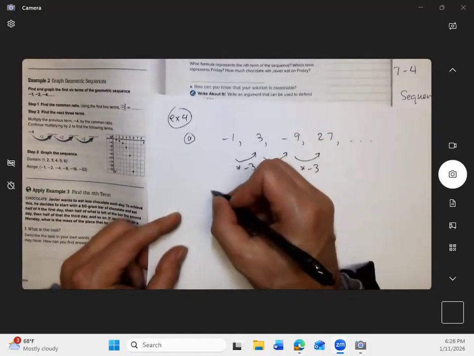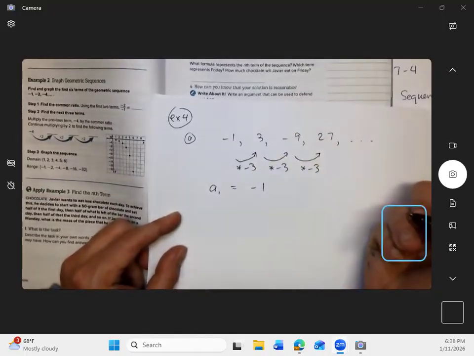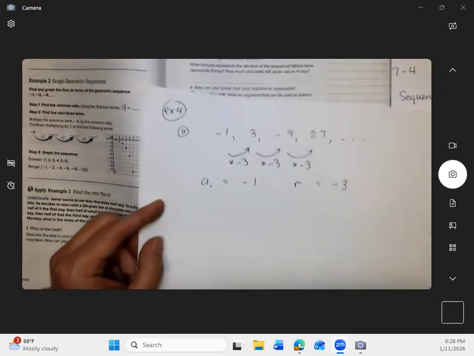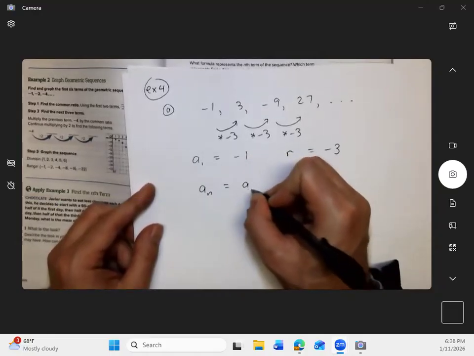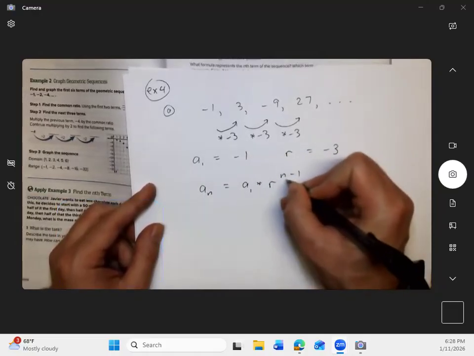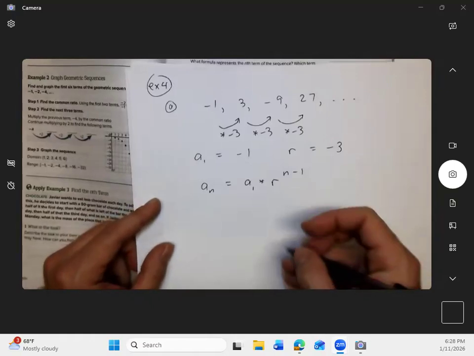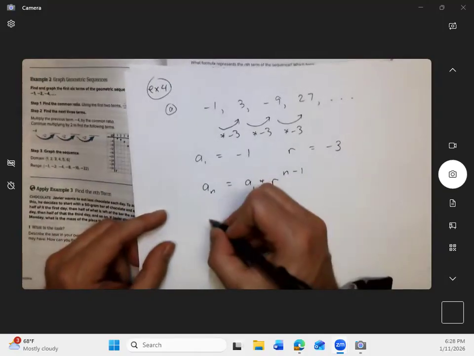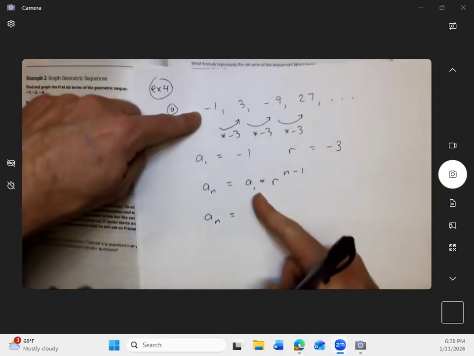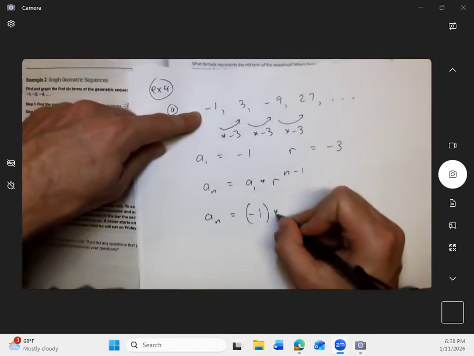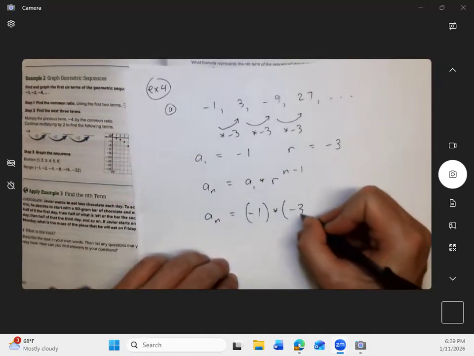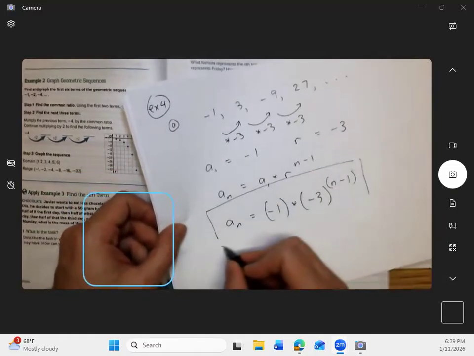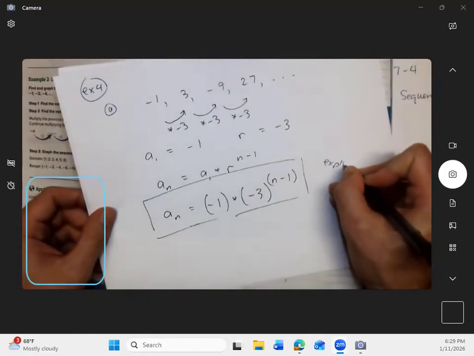Now, I think my a1 is -1. My common ratio is -3. So I know that a sub n equals a sub 1 times r to the n minus 1. We've just done a few of those so far. So I think all I have to do is pop all the pieces into this expression. So a sub n equals, take my a sub 1, which is negative 1, multiply by this ratio, which is negative 3, all to the n minus 1. I think that's the explicit formula I need right there.